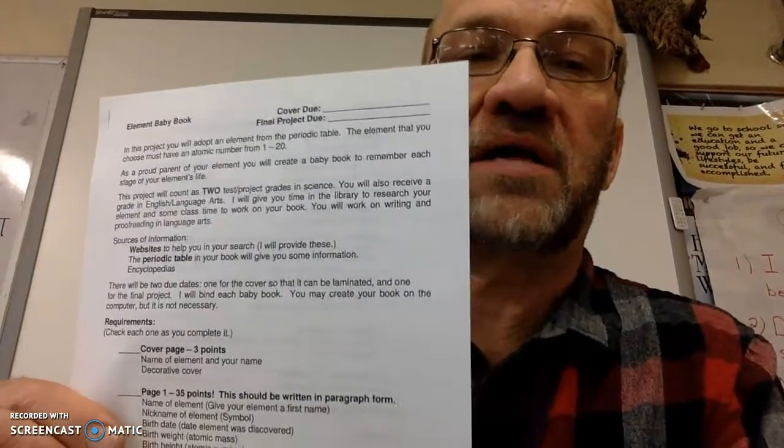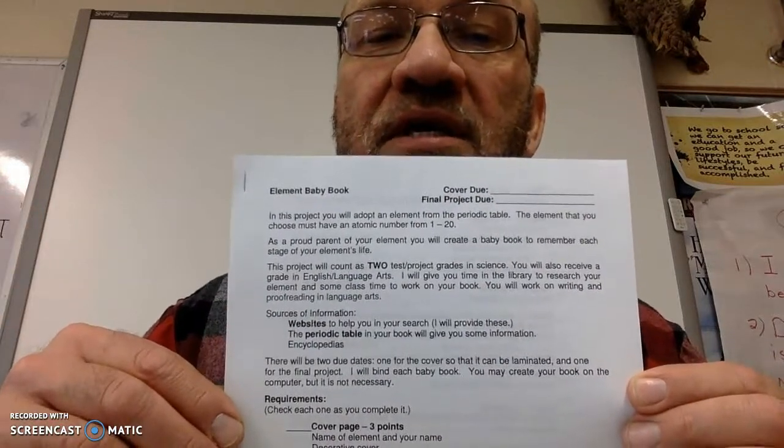By the way, this handout, along with the periodic table basics, plus a blank construction sheet for the periodic table basics, is in the office waiting for you to pick up. It's something that I can't just put online. It's something you need in order to do these two particular assignments. I did a video already for the periodic table basics that you can look at a couple times if you have questions. And this is for the Element Baby Book assignment here.